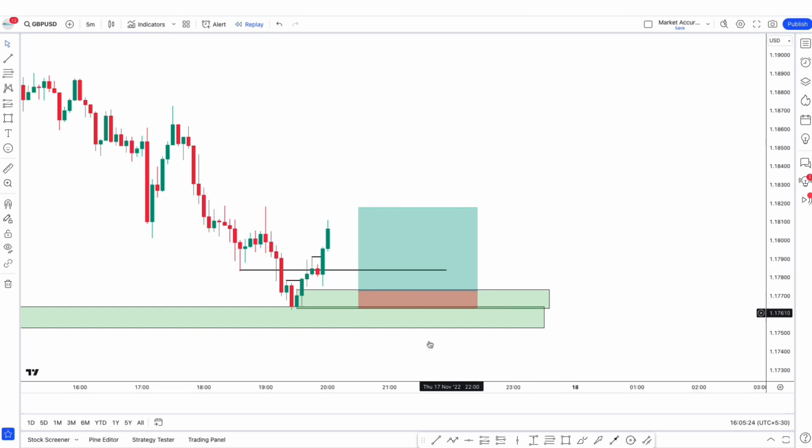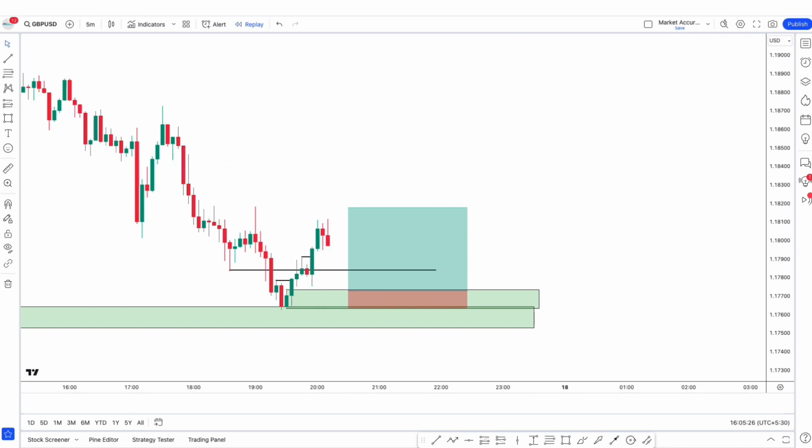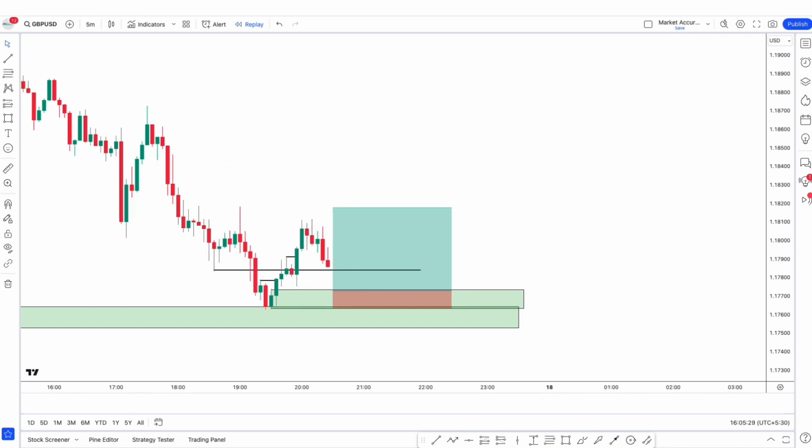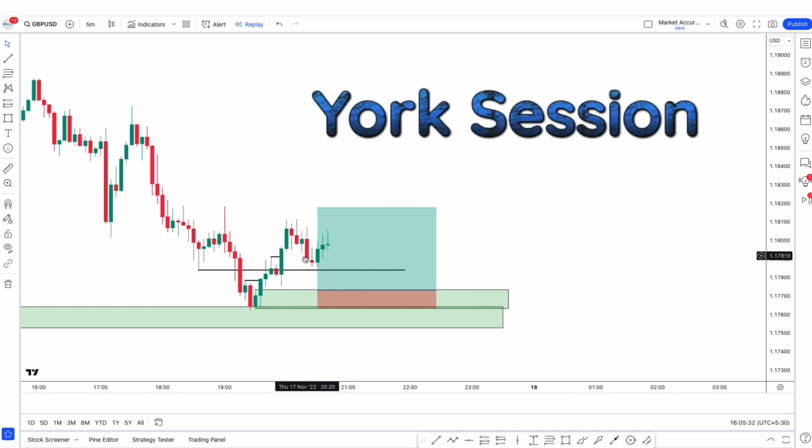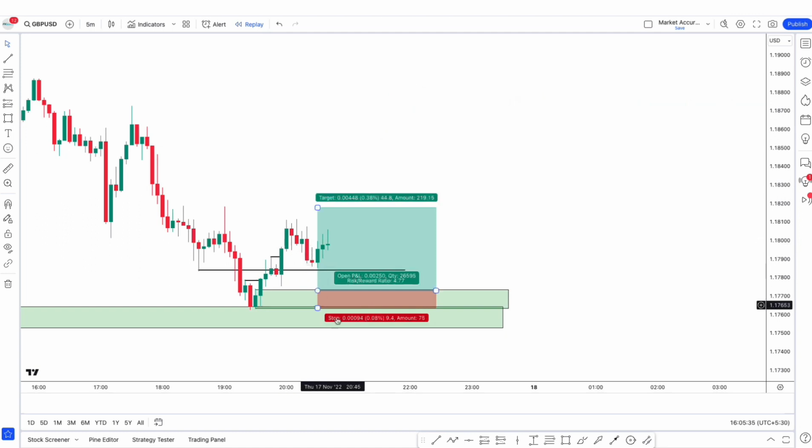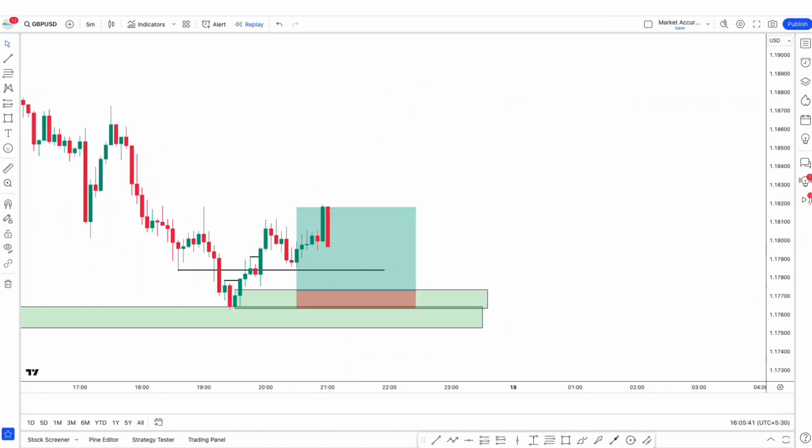You place our stop loss right below this level, and you could go ahead and target these highs here, right? Or you could target this fair value gap. So let's see what happens. And notice that we are currently in a New York session, right? We are in a New York kill zone. So make sure your entry is between the London session and New York session.